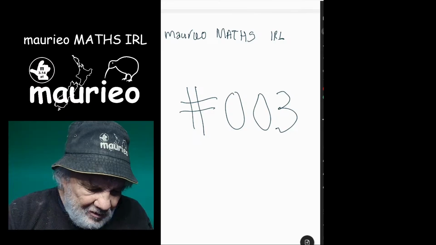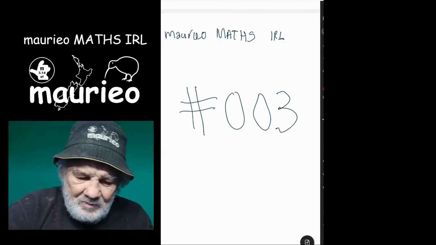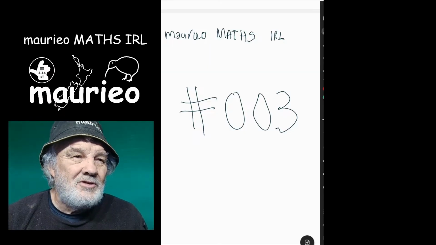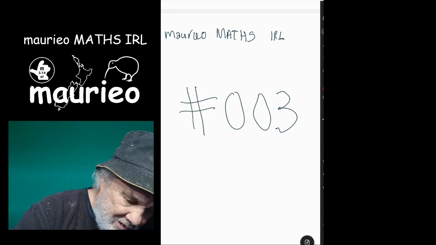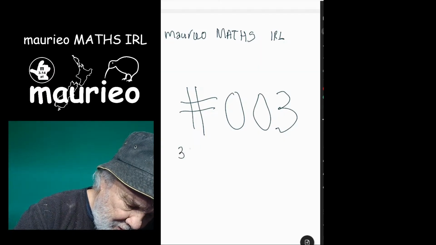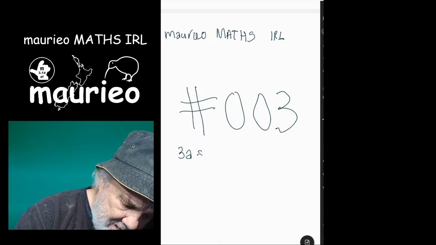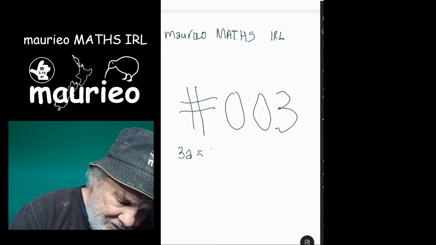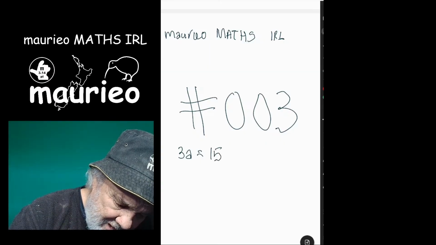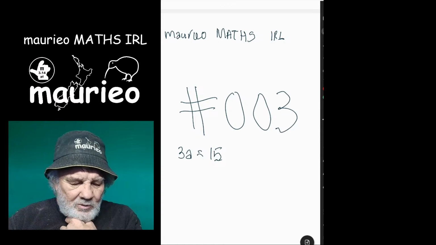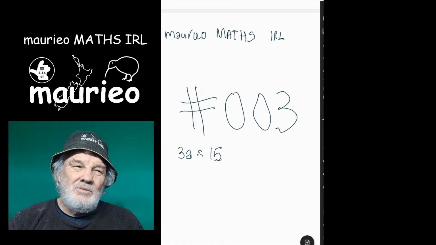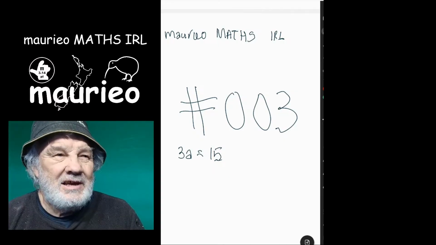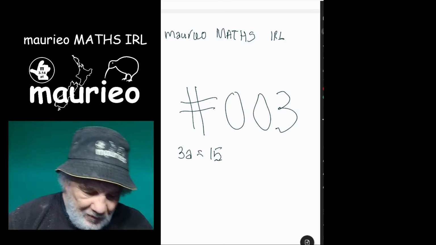So last night I talked about some simple mathematical concepts. Say for instance, 3a equals 15. And so if 3a equals 15, what does 1a equal? Well, that means 3 times a equals 15. So we divide by 3.